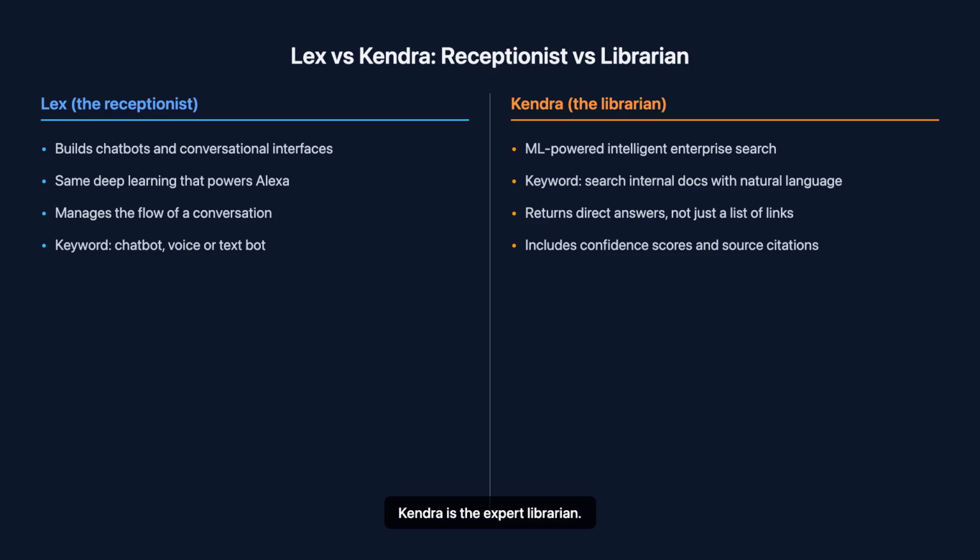Kendra is the expert librarian. It's machine learning-powered intelligent enterprise search. Ask it a question and it finds the exact answer in your company's files, returning direct answers rather than just a list of links, complete with confidence scores and source citations. Its Q is search internal documents with natural language. Lex runs the conversation. Kendra retrieves the answer.